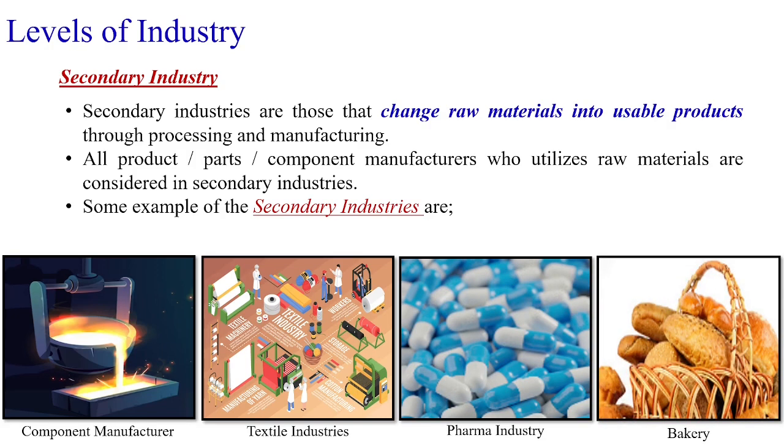So basically, component manufacturers, textile industries, pharma industries and bakery industries all produce useful products with the help of raw material. Like, a component manufacturer needs raw metal, raw plastic, raw rubber, etc. for the production of useful components. Textile industries need cotton as a raw material to produce textiles. Bakery needs grains, and similarly pharma needs different ingredients to produce medicine, and that's why all these companies are considered secondary industries.